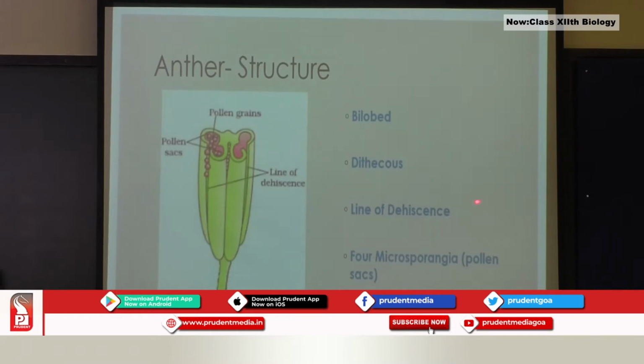And you can see line of dehiscence. This is the line of dehiscence that is shown to you. This is the longitudinal line of dehiscence, and this is the other one over here. This is the line of dehiscence. What do you mean by line of dehiscence?